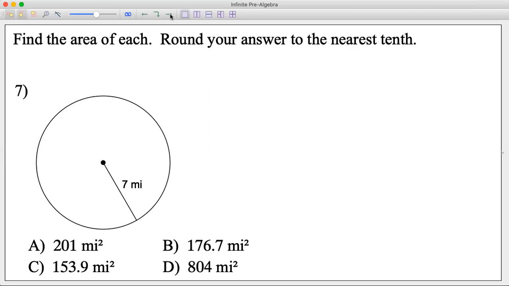We have to square 7. So let's see, that would be 3.14 times 49. And then scratch work. We got to do 3.14 times 49.